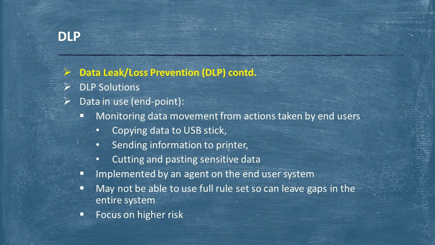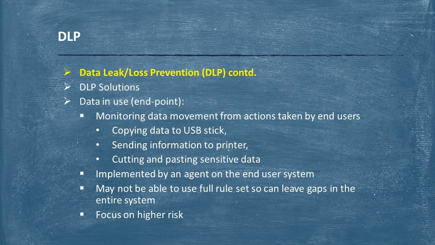Now endpoints are more vulnerable. For endpoints, the DLP monitors data movement resulting from actions taken by end users, such as copying data to a USB stick, sending information to a printer, or cutting and pasting sensitive information. That is why you might have seen certain applications where copy and paste is disabled. That is to prevent data from being copied.